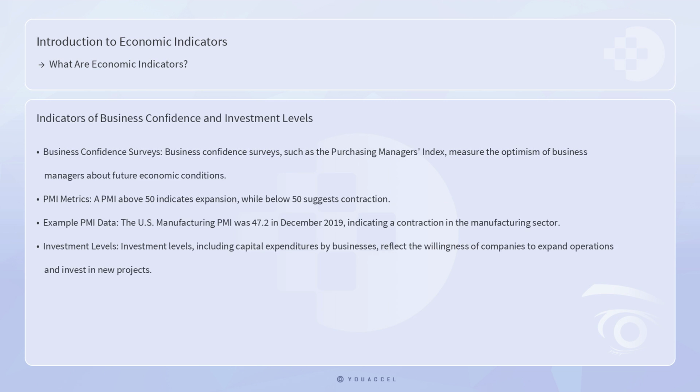Business confidence and investment levels are also significant indicators. Business confidence surveys, such as the Purchasing Managers Index, measure the optimism of business managers about future economic conditions. A PMI above 50 indicates expansion, while below 50 suggests contraction. For example, the U.S. manufacturing PMI was 47.2 in December 2019, indicating a contraction in the manufacturing sector. Investment levels, including capital expenditures by businesses, reflect the willingness of companies to expand operations and invest in new projects.